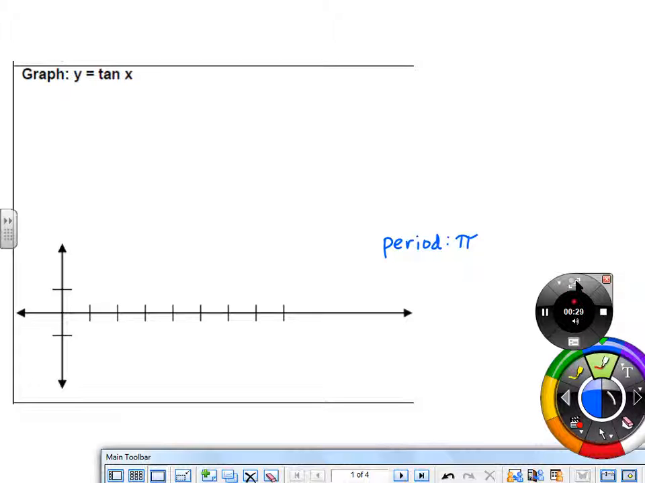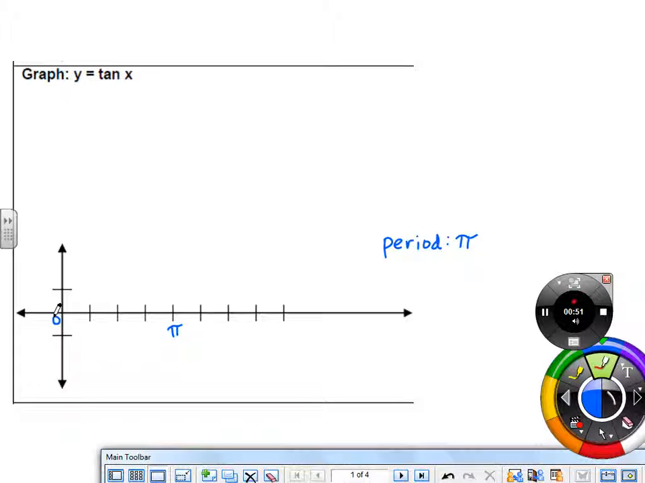Because it cycles through all of its values by the time it gets to pi instead of 2 pi, the fourth point on the graph for tangent is going to be pi. Which means, what do we scale the parent graph by? What's the first mark on here? What's everything measuring? Pi over 4, okay?